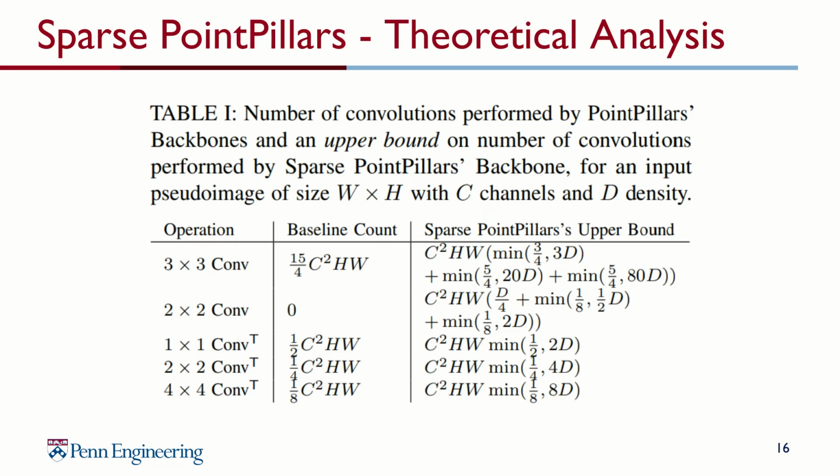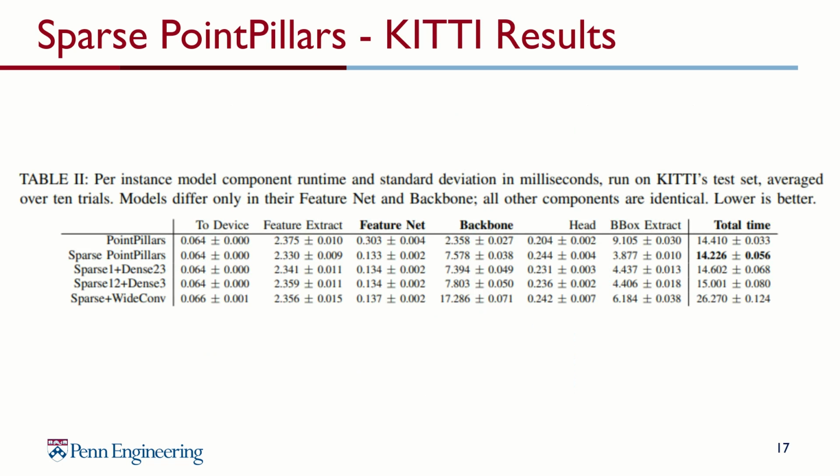We theoretically analyze Sparse PointPillars' modified backbone, providing theoretical upper bounds on the number of convolutions performed by Sparse PointPillars, and we experimentally validate our backbone's changes on two datasets. First, we run on KITTI, the self-driving car 3D object detection dataset used in the original PointPillars paper, where we compare our changes against standard PointPillars, along with several ablative models featuring hybrid sparse-dense backbones and a backbone with wider convolutions. We report runtime results on a high-end desktop, as is typical in the vision literature.